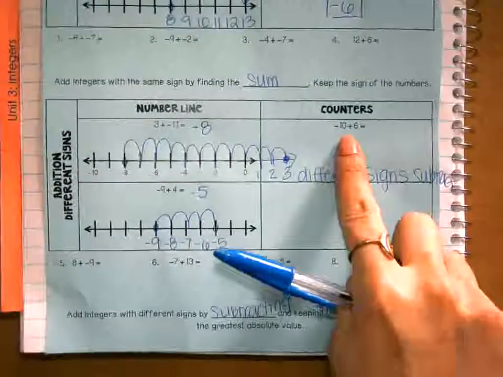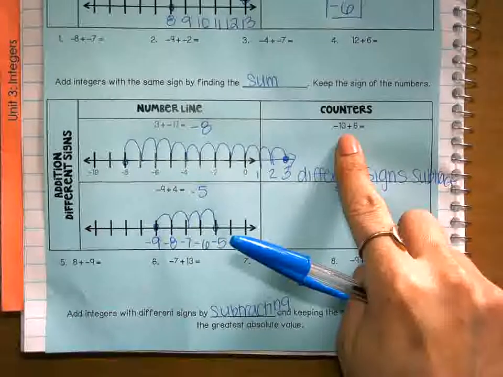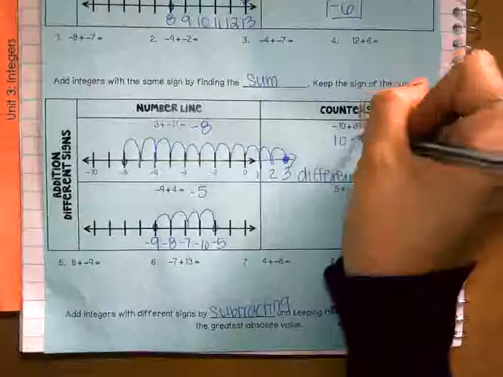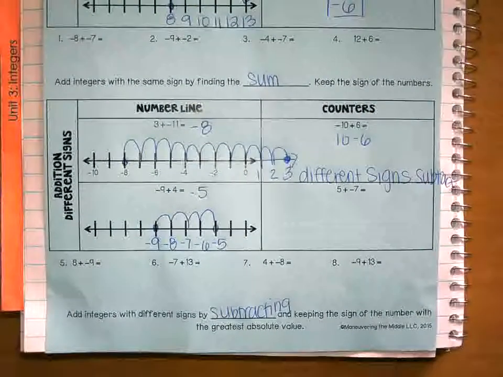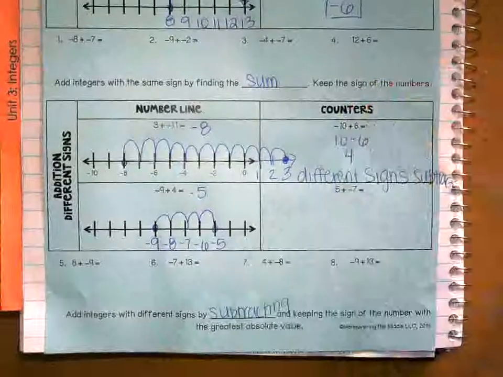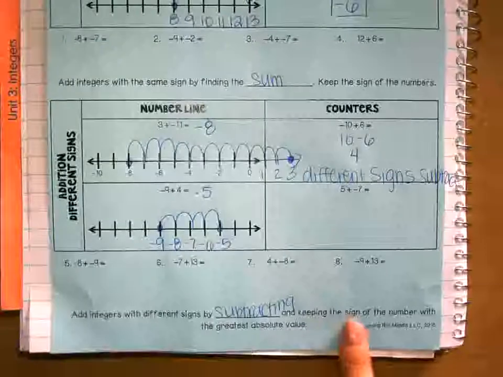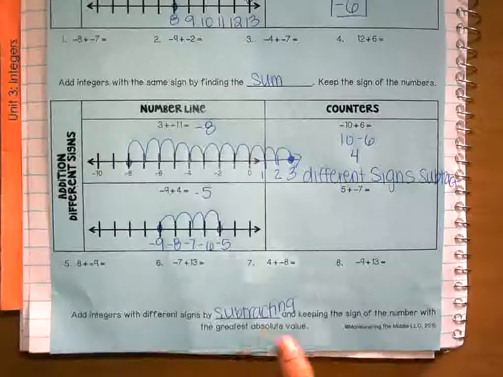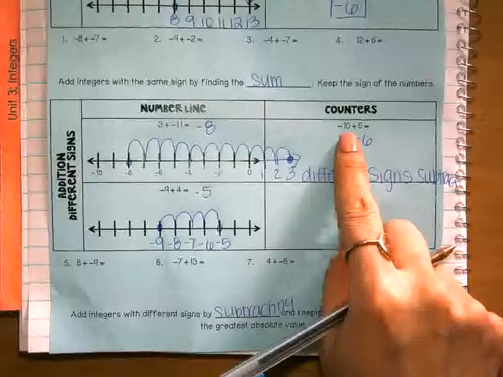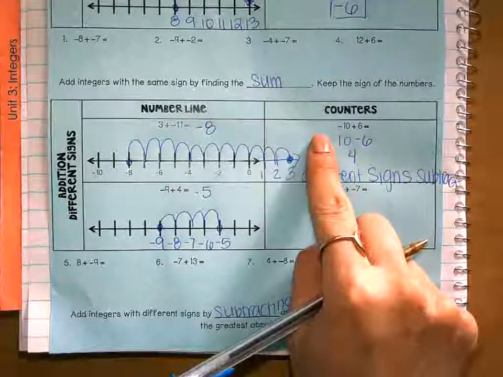So, are my signs in this next question, negative 10 plus 6, the same or different? Different. So I'm going to do 10 minus 6. What is 10 minus 6? 4. Now here's the tricky part. If we look down below, it says keep the sign of the number with the greatest absolute value, meaning the largest number. Which number is bigger, 10 or 6? 10. So is my answer a positive or a negative?